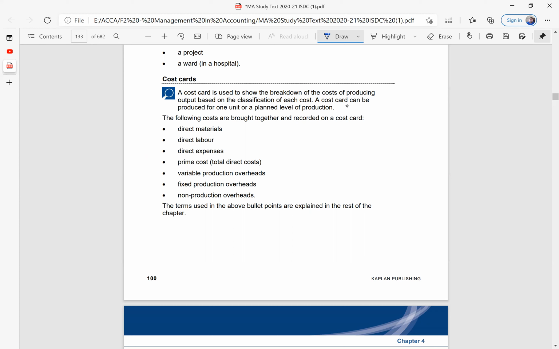What's an overhead? Overheads are expenses. These are basically indirect expenses. Why do we call them indirect? Because they are not related to the per unit or per hour basis.